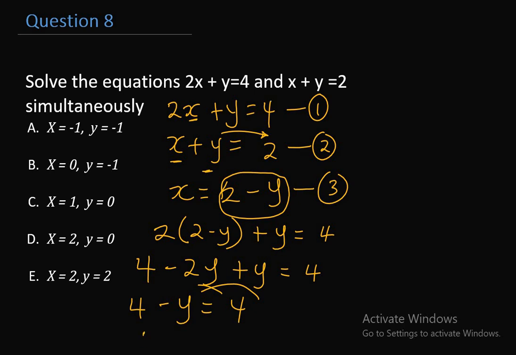So minus 4, bring 4 to the left, will give you minus 4 equal to, move minus y to the right, the minus will go, it will be y. Therefore, y will simply be 4 minus 4, 0. Now I know the value of y.